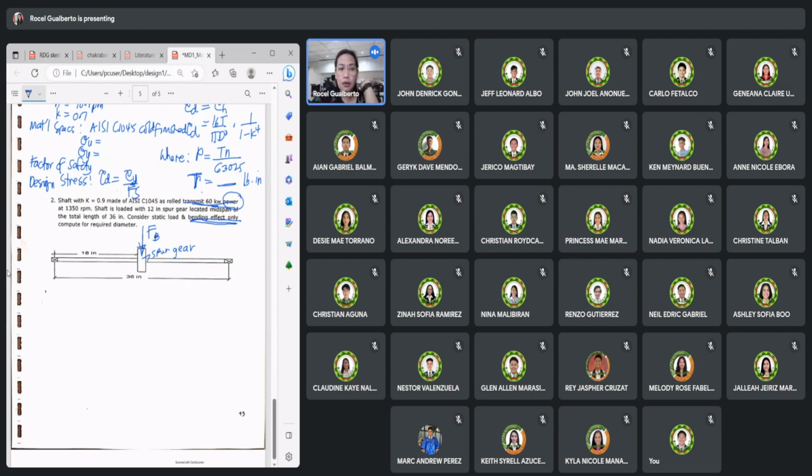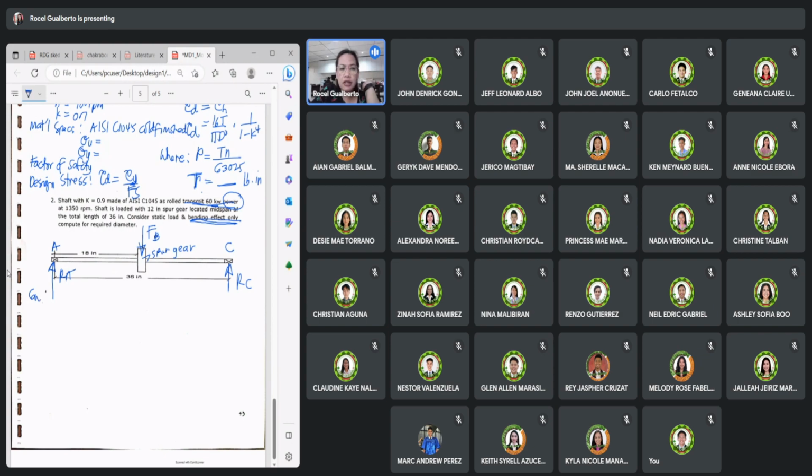Okay? Now, meron po tayo dito na bearings at A and C. So, we have the corresponding reactions, reaction at A, and reaction at C. Okay? And then you have here the length. This is 36 inches. Ito naman is located mid-span. So, half of it would be 18 inches. Okay, nandun po yung spur gear.